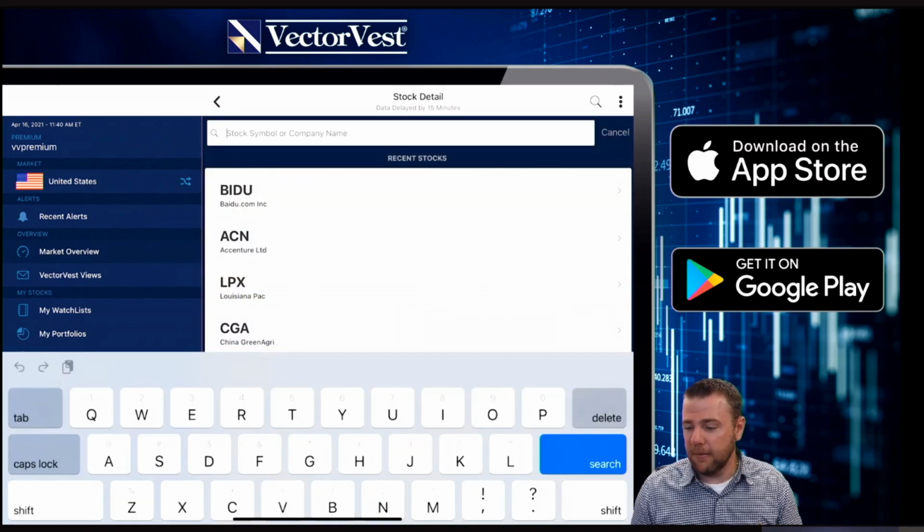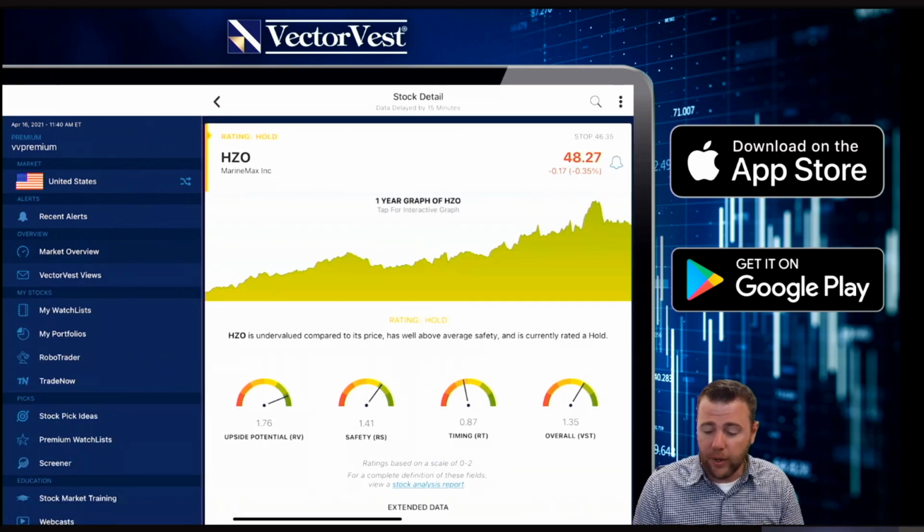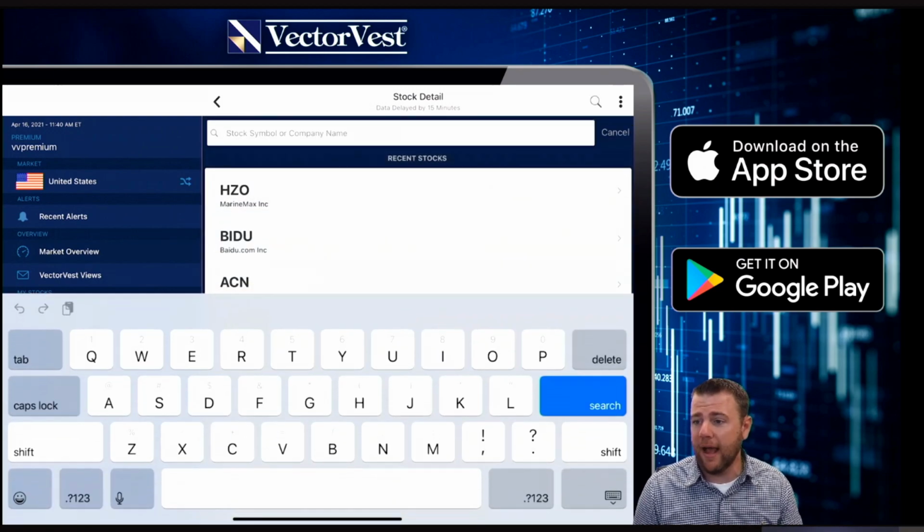All right, HZO is the next one. Let's go ahead and take a look at that. So HDO, great long-term potential, solid fundamentals, so less risk associated with it. However, the timing at 0.87, you're starting to see it slow down a little bit, maybe pulling back a little bit. Overall, it's a good stock, but once again, timing is key once you own it. So therefore, probably going to be staying away from it for right now.